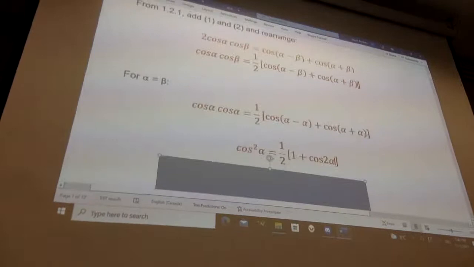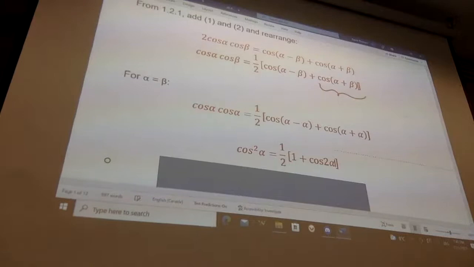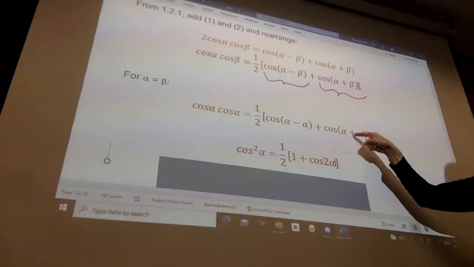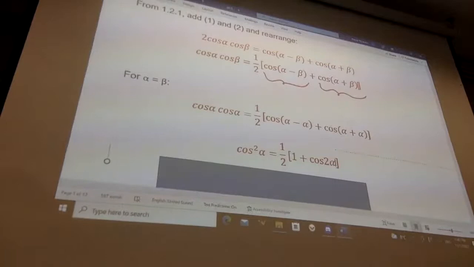So the thing I don't want you to remember so much is the half term, or whether that's a plus or minus here. Remember, there's a plus and a minus, a sum and a difference. That's the important thing. There's a sum and there's a difference.